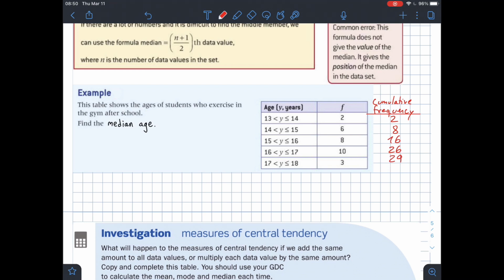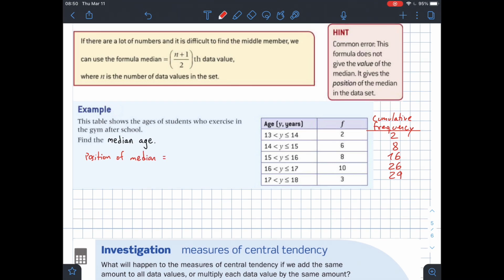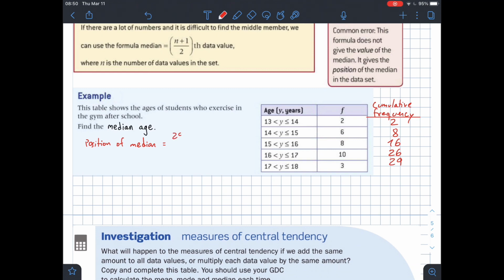So to find the median, let me write this here. Position of median would be, according to this formula, n plus 1 divided by 2. So 29 plus 1 divided by 2, that's 30 divided by 2, which is 15. That means that the position of the median is at position 15, looking at our cumulative frequency, right?